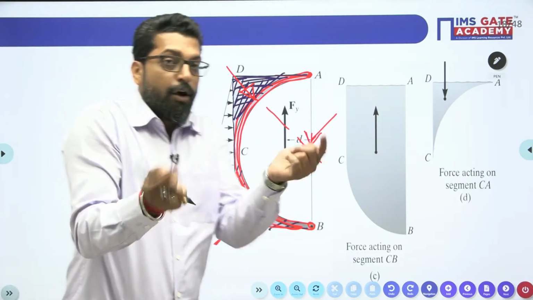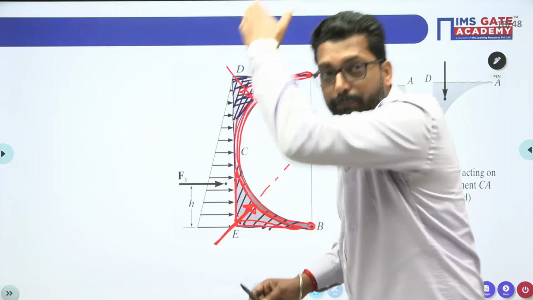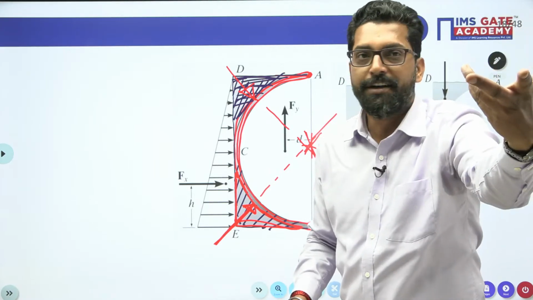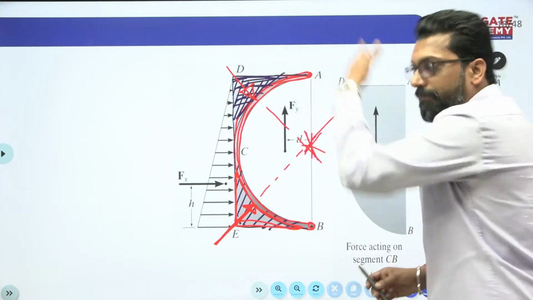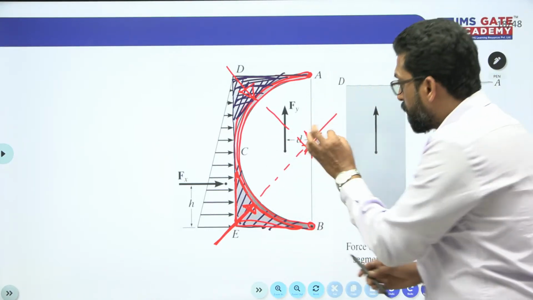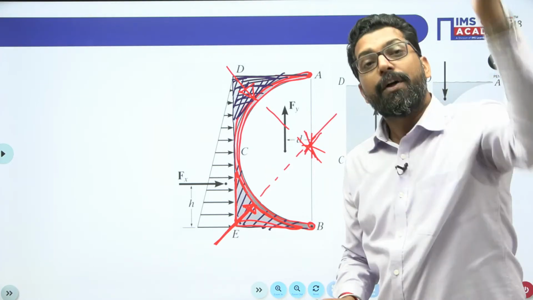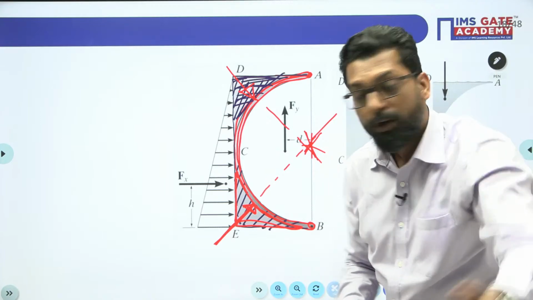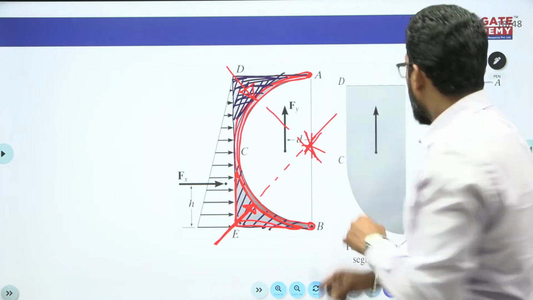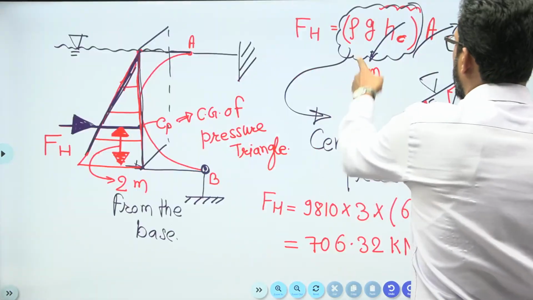So it is a concurrent system. So the analysis of the curved surface and the flat surface differ. On the flat surface, the forces are parallel, so only one component is there. But in the case of the curved surface, the forces are concurrent, that means they meet at a point. So it has two components, one horizontal, other vertical. So you have to calculate the net horizontal force.